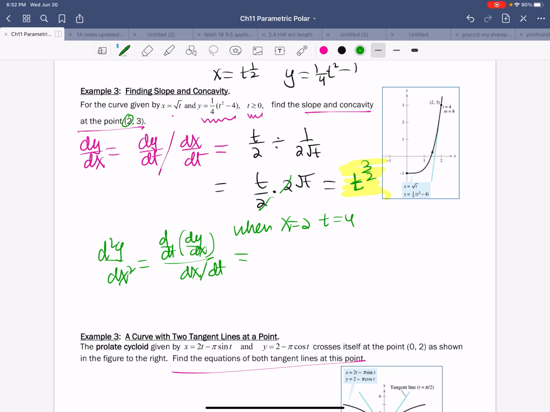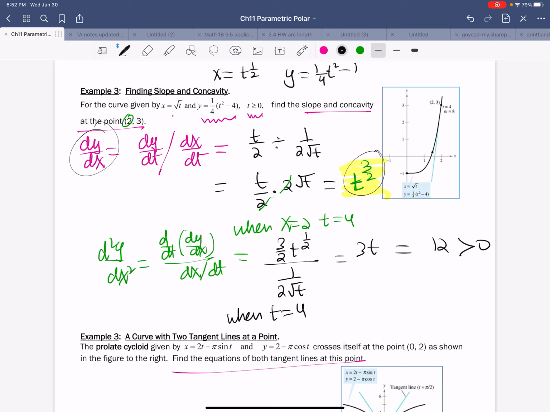So the derivative with respect to t of dy/dx. We just found dy/dx, which is equal to t to the power 3/2. So what is that going to be? That's going to be 3/2 times t to the power 3/2 minus 1, which is 1/2, over dx/dt, which we just found is 1/2 square root of t. Let's go ahead and simplify, and that turns out to be 3t. So when t is 4, the second derivative is equal to 12, which is greater than 0. So if my second derivative is greater than 0, then my graph is concave up.